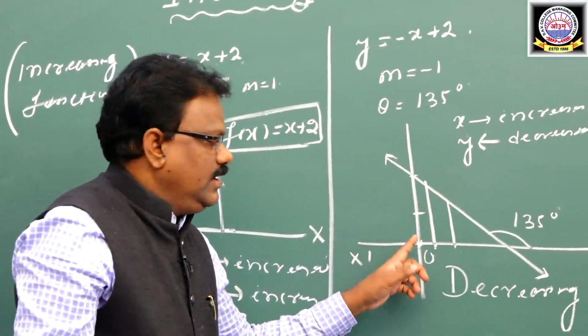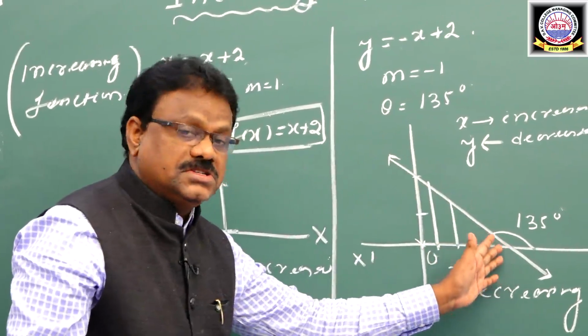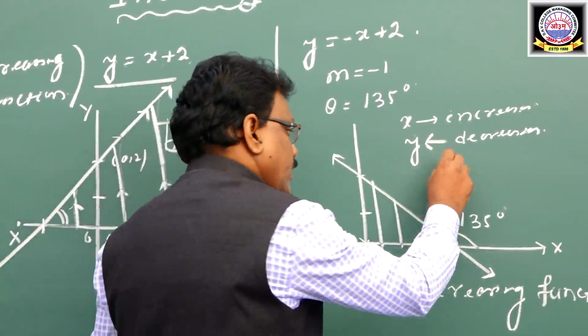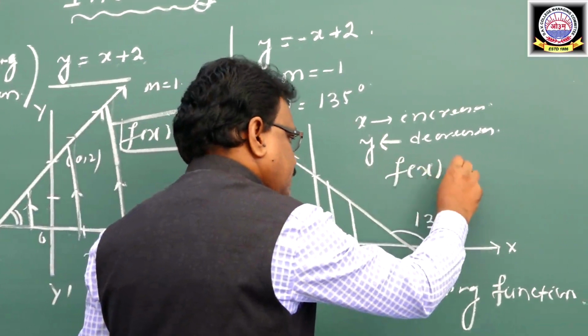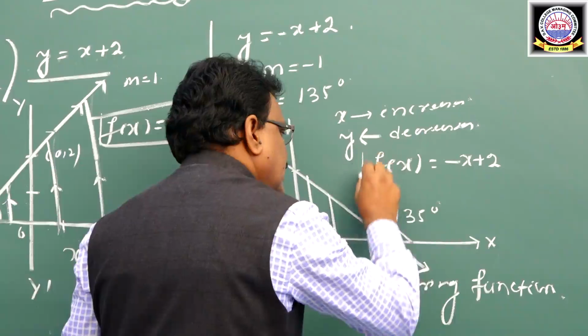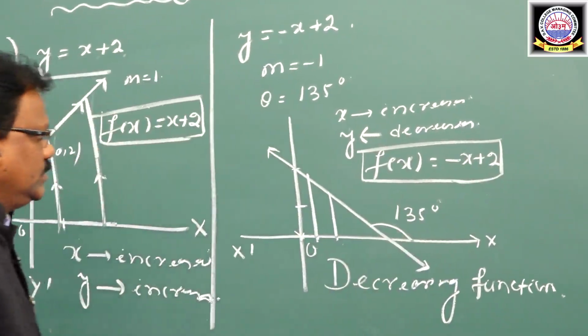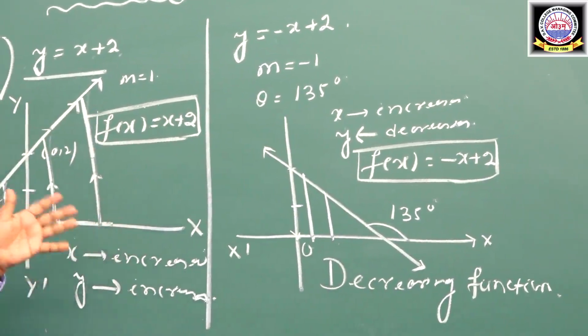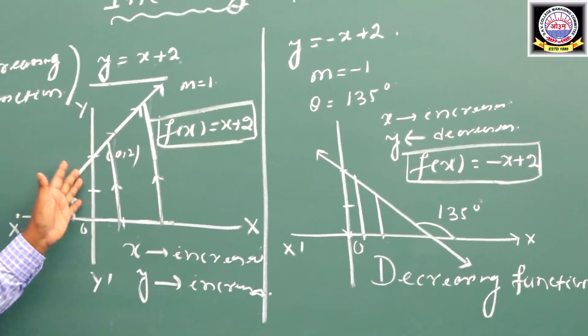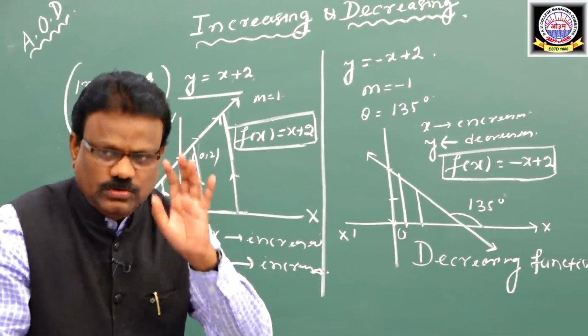But here we are finding just the opposite. Now, when x increases, the value of y decreases. So, the function f of x is equal to minus x plus 2 is a decreasing function. So, these are the right examples. So, what is increasing, what is decreasing? Write down 2 points.